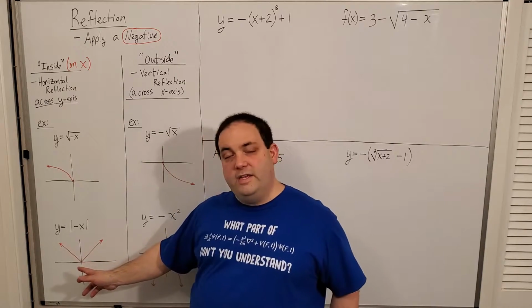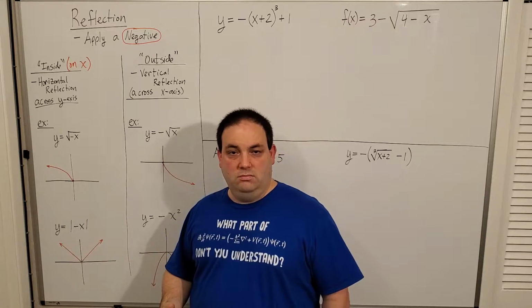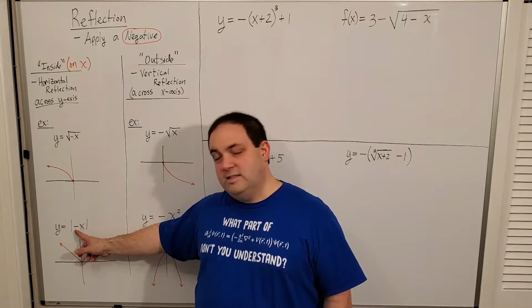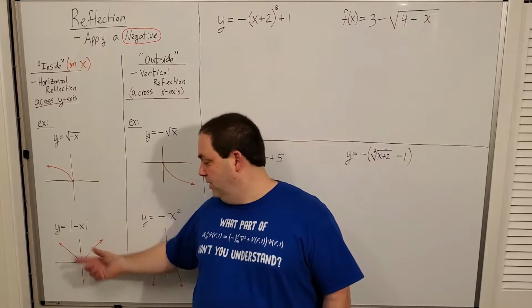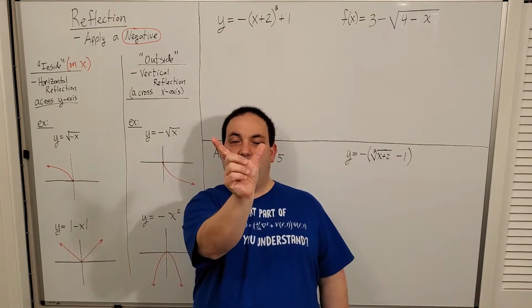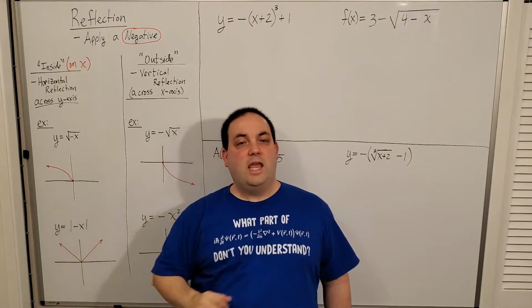Notice if you have a shape that is already an even function, it's symmetric on the y-axis. If you put the negative on the inside of absolute value, for example, I still get the same V shape because it was the V shape before, right? And if you flip it horizontally, it's still that exact same V shape.